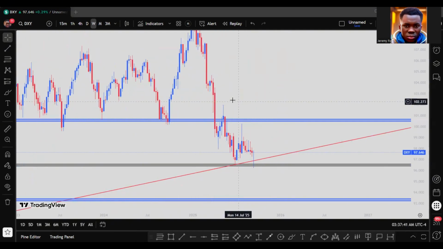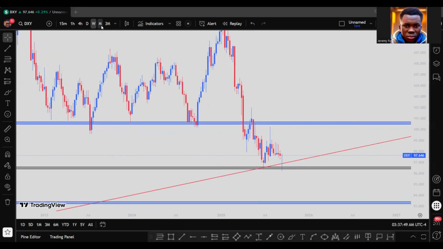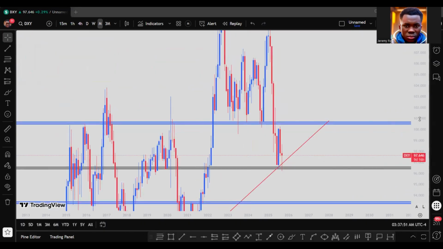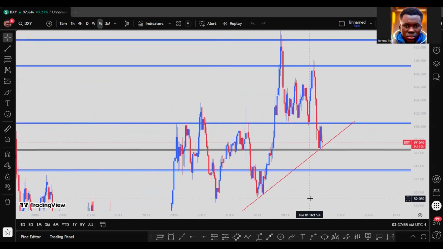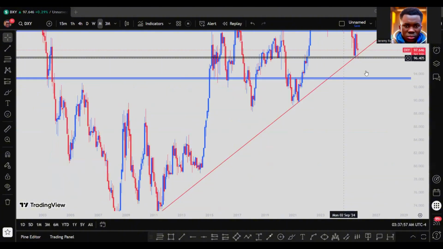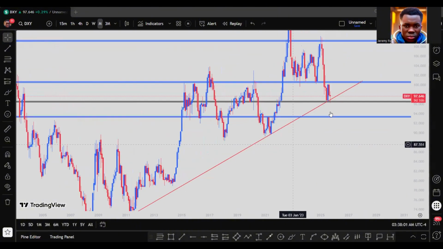So in today's video, I'll be doing a technical breakdown on some major pairs. I'll kick off with the USD, which is the DXY. Looking at DXY on the monthly time frame, price has gotten into a trend line and into a key level, like a major level right here. Now looking at it here, this was the third touch of the trend line. We have the first touch here, the second touch, and the third touch here.